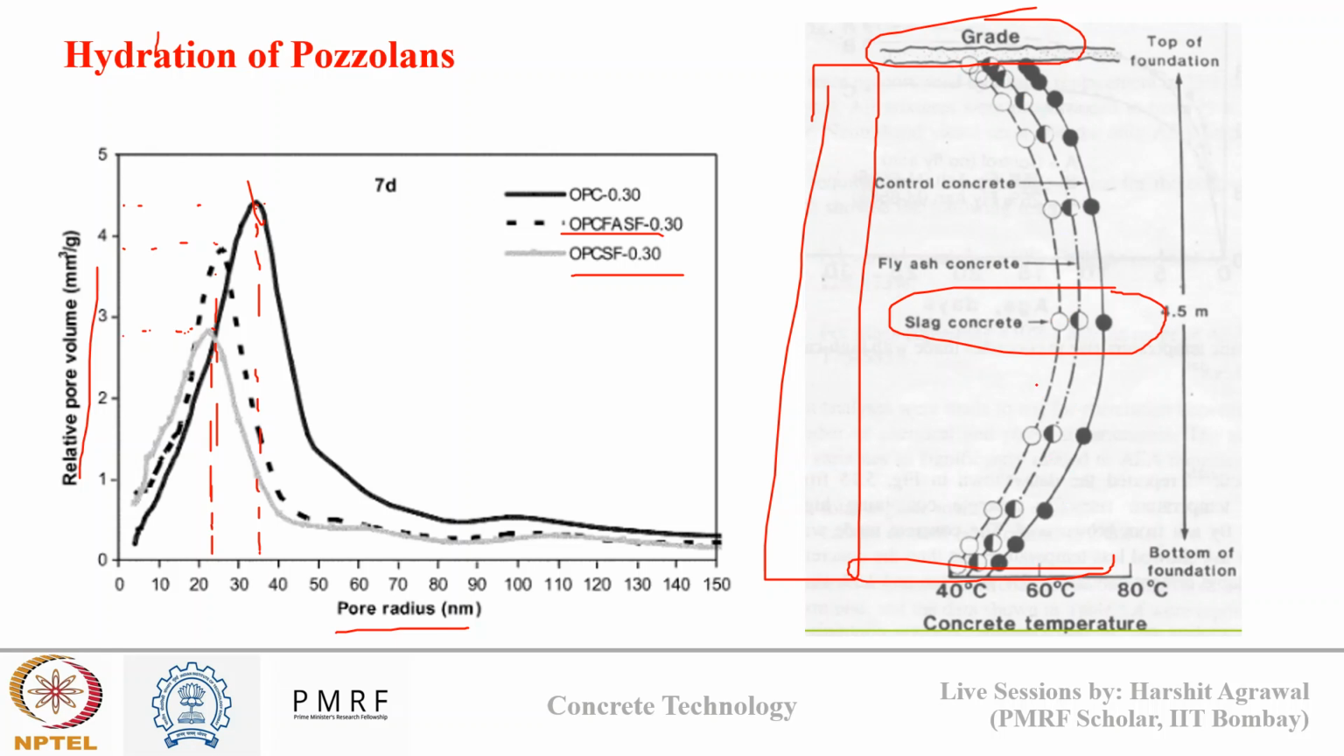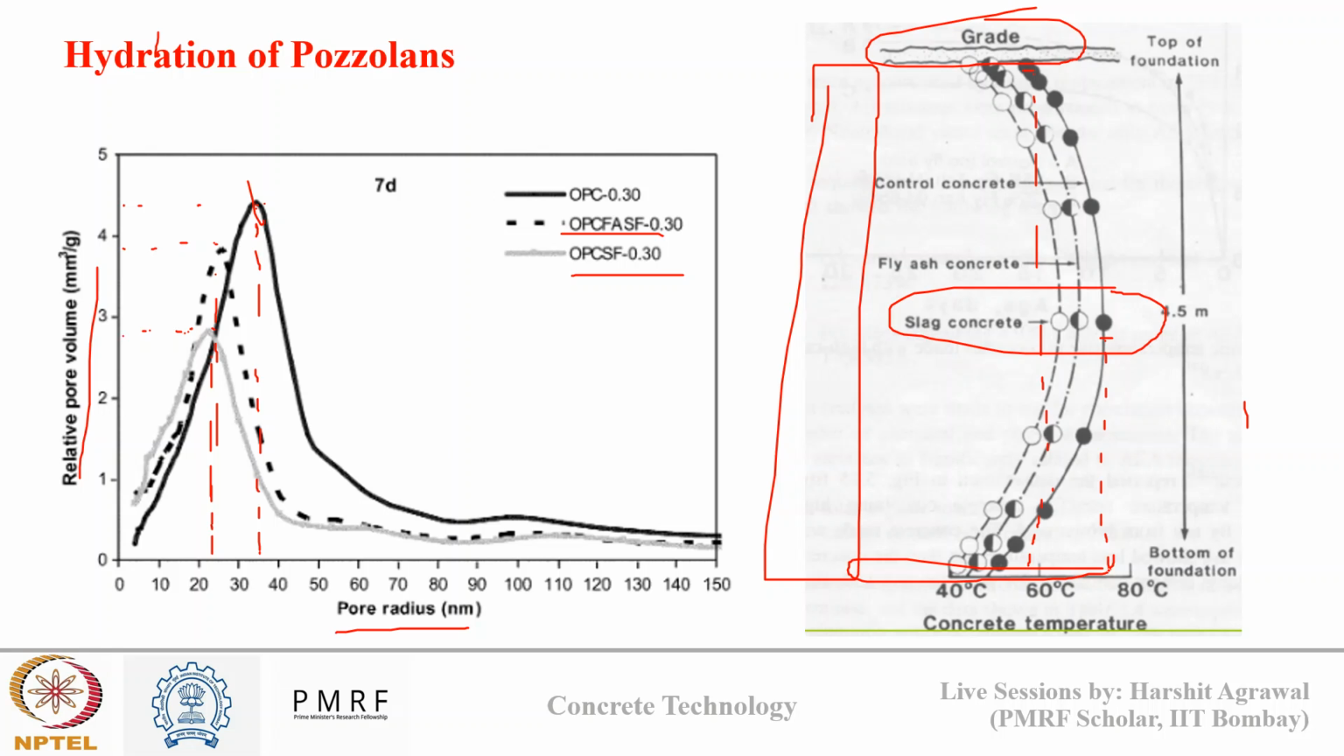In case of OPC there is a higher gradient between outside and inside. Outside I have a temperature close to 60, however inside it is close to 75 to 80.